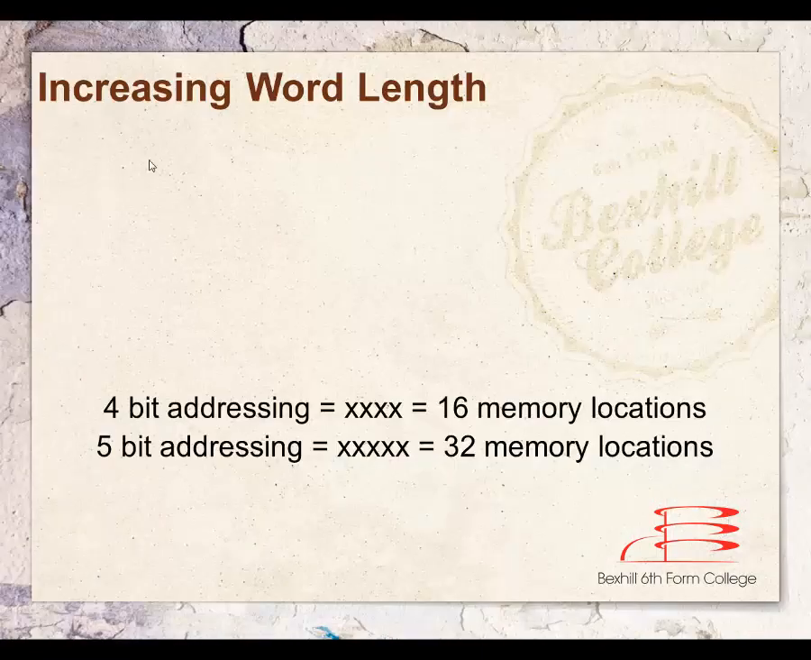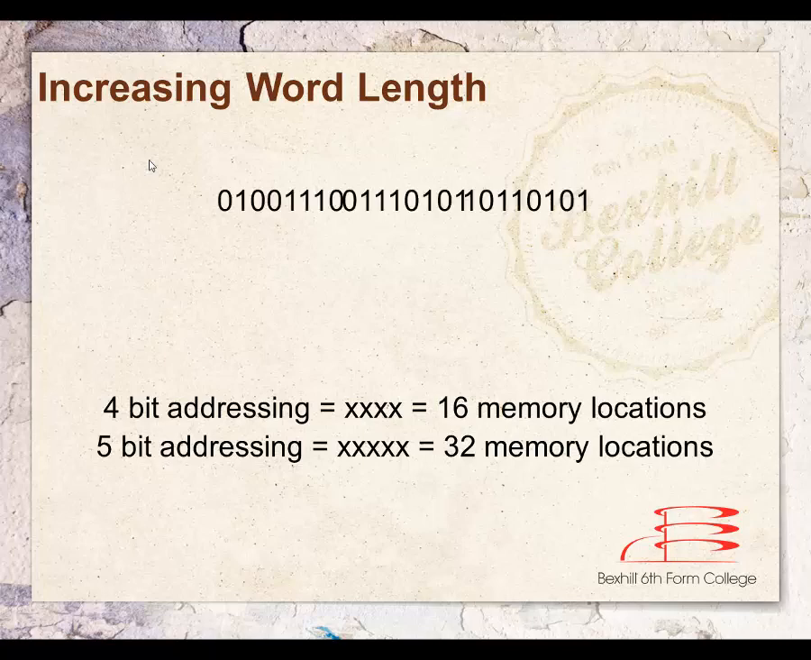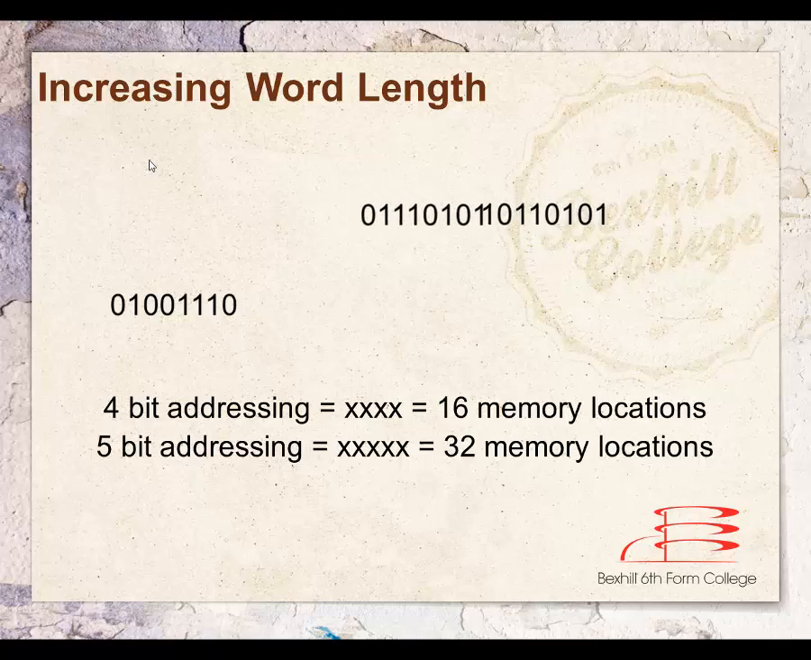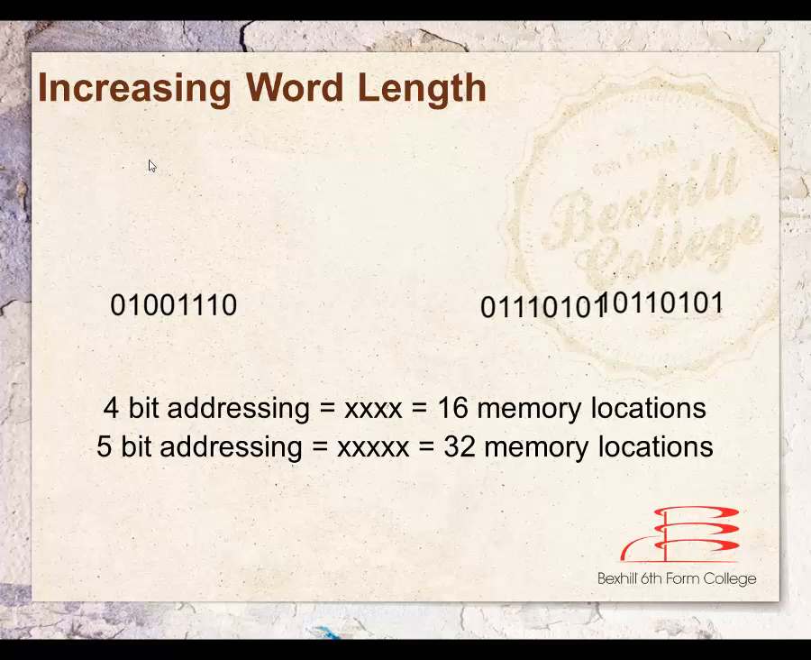Okay, so what if we increase the word length? Let's have a look at a simple 24-bit instruction. That is what we call the instruction. This is the opcode. This is the bit that tells the computer what to do. And this part here is a value, which is just overlapped.